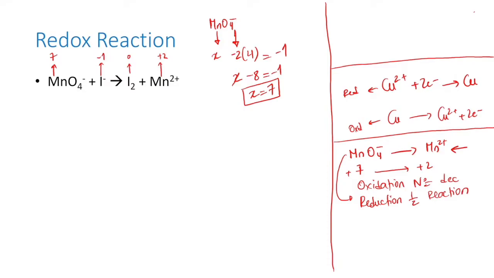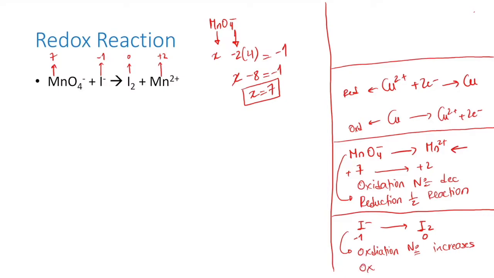Okay. Now let's talk about the second half reaction, which is I minus. I minus was I minus, then it becomes I2. I don't know if it's reduction or oxidation, but I can deduce that this is oxidation if the overall reaction is redox. Now let's see. -1, it was -1, then it becomes 0. This means that the oxidation number increases. This means that it's an oxidation half reaction.